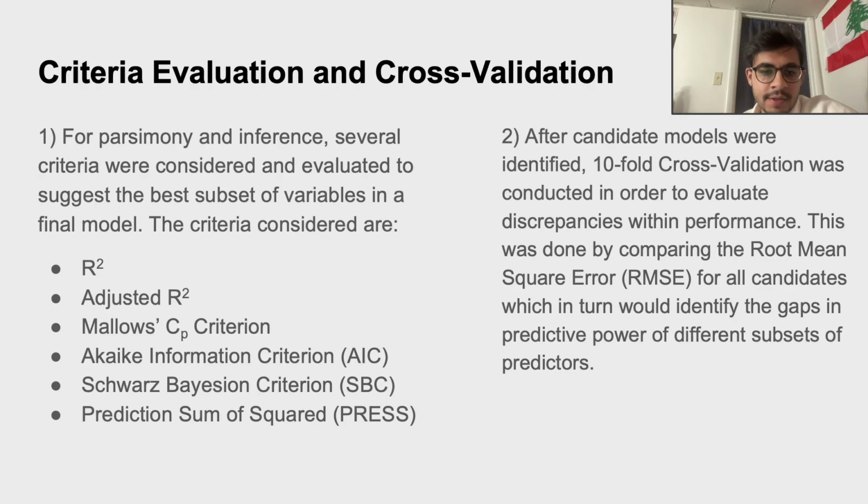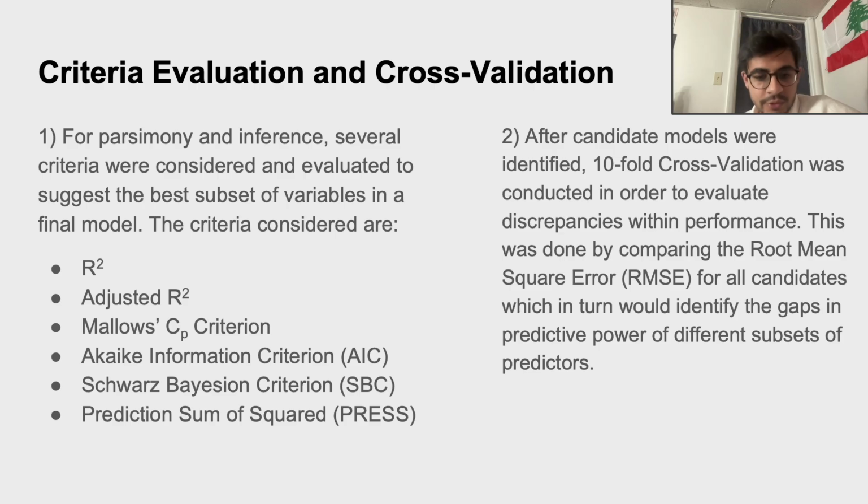This is Chad. After addressing the normality issues within the initial model and making sure that the current model now matches all the assumptions of MLR, we moved on to criteria evaluation and cross-validation. For parsimony and inference, several criteria were considered and evaluated to suggest the best subset of variables present within the final model. It is worth noting that each of these criteria performs differently and prioritizes different things, such as prediction, inference, and simplicity, which leads to different candidate models.